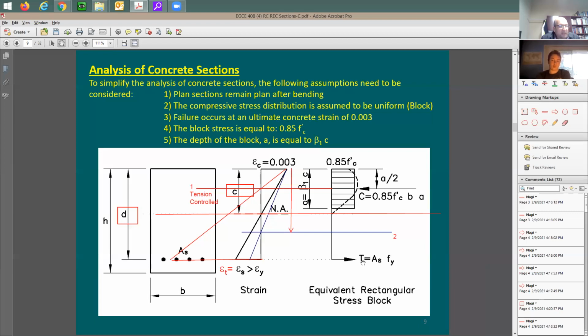Now the tension force here is going to be higher. When you look at this number, you take As multiplied by Fy, this number is going to be growing up. When this goes up, it means the depth a is also going to be going up.